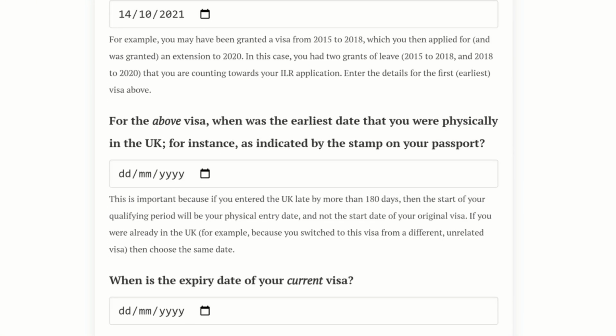Now the next question here is for the above visa, when was the earliest date that you were physically in the UK? For instance, as indicated by the stamp on your passport. So when did you get into the UK?